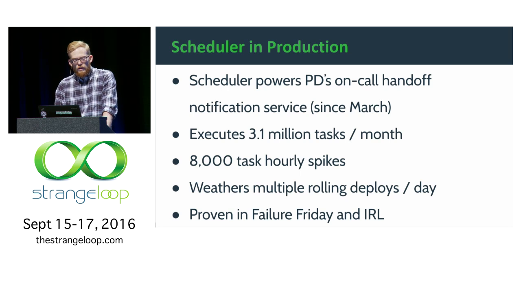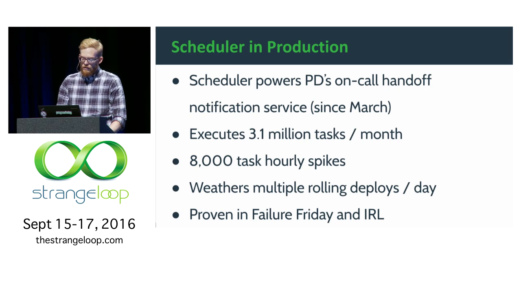And it does a fair bit of work. So millions of tasks are executed each month. And in addition to that, it handles some very interesting spikes. So people tend to change their on-call schedule on the hour. So we do large amounts of work on the hour or the half hour. We're also continuing to do development work on this service, which means multiple rolling deployments per day. Scheduler ensures that those deploys don't disrupt the tasks that are being worked on.